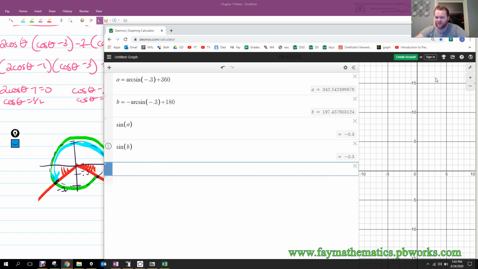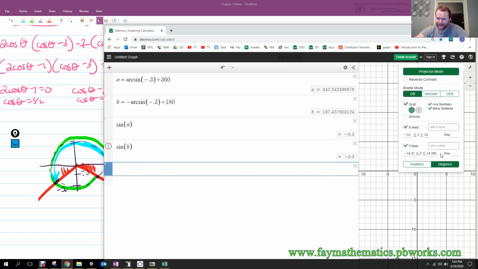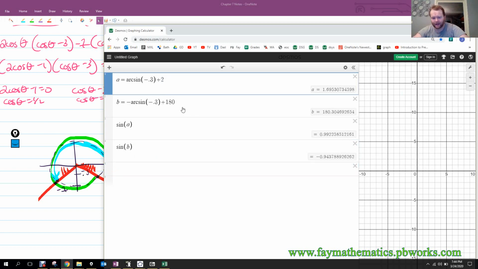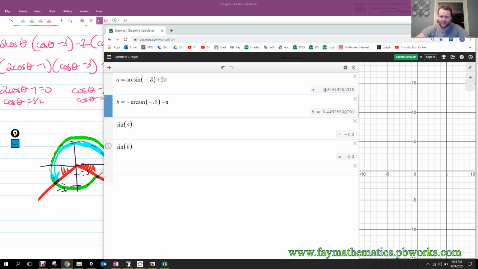Now if I was doing this in radians, obviously this stuff here in radians needs to become a 2 pi, and this becomes a pi. And we get the same thing. I don't remember what the angle was in degrees, but that would give me that first angle we're talking about. And this one, I think, was like 197 or something in degrees.